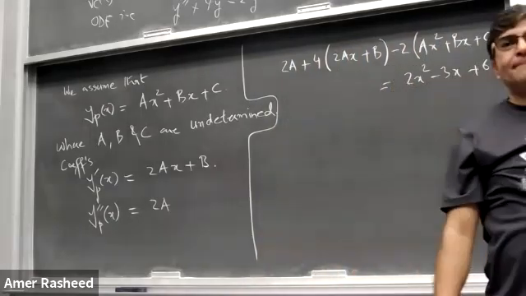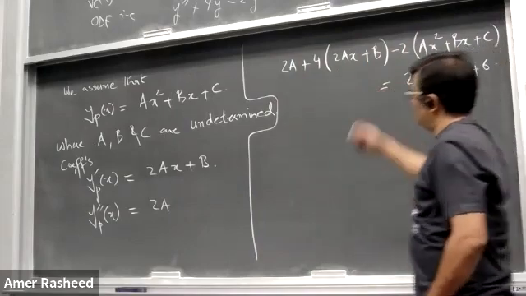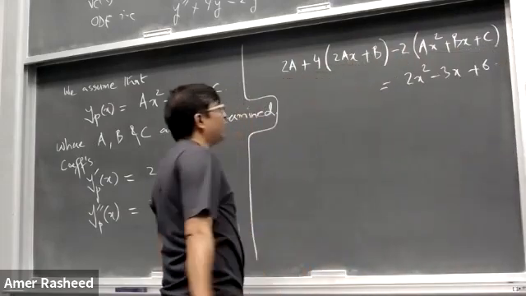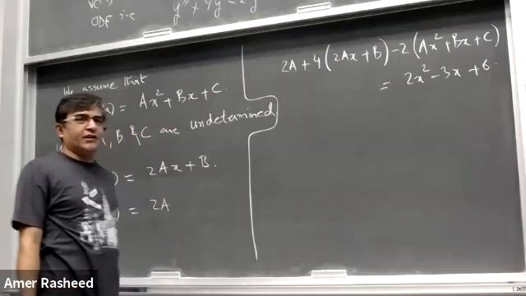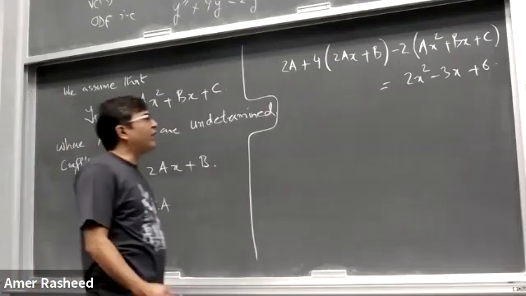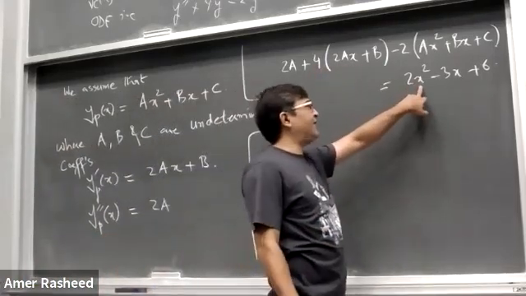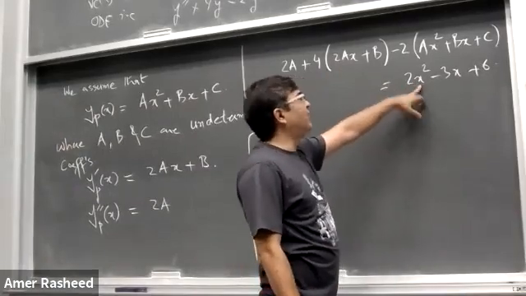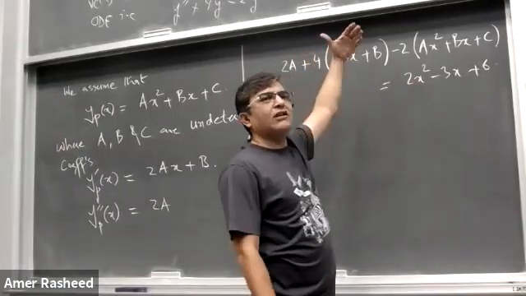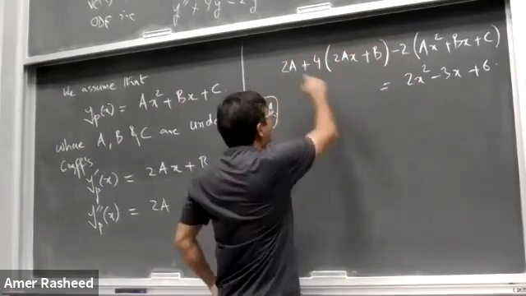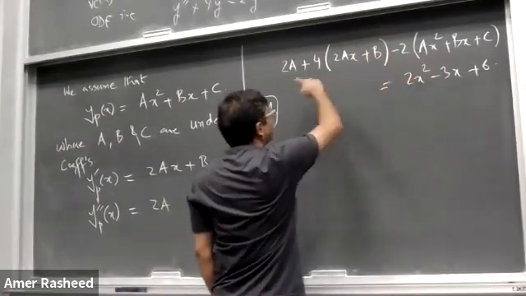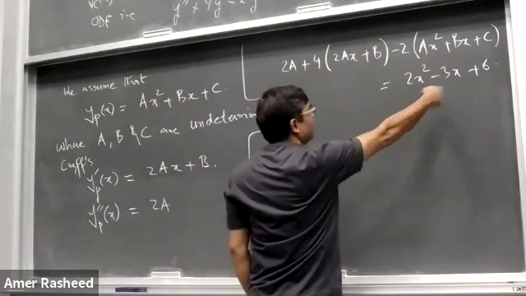Now we have this equation. Now we are going to compare the coefficients on both sides. How can we compare? We can compare the coefficient of x squared on the right hand side with the coefficient of x squared on the left hand side.